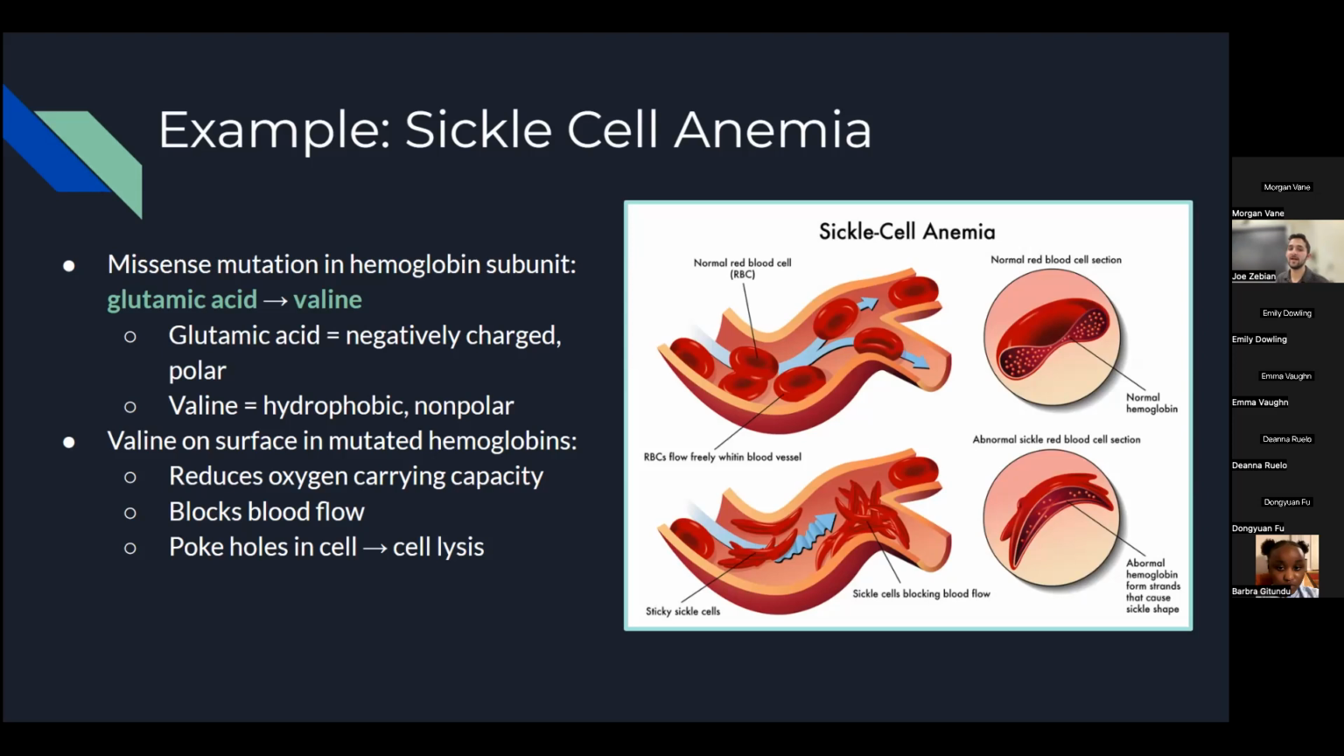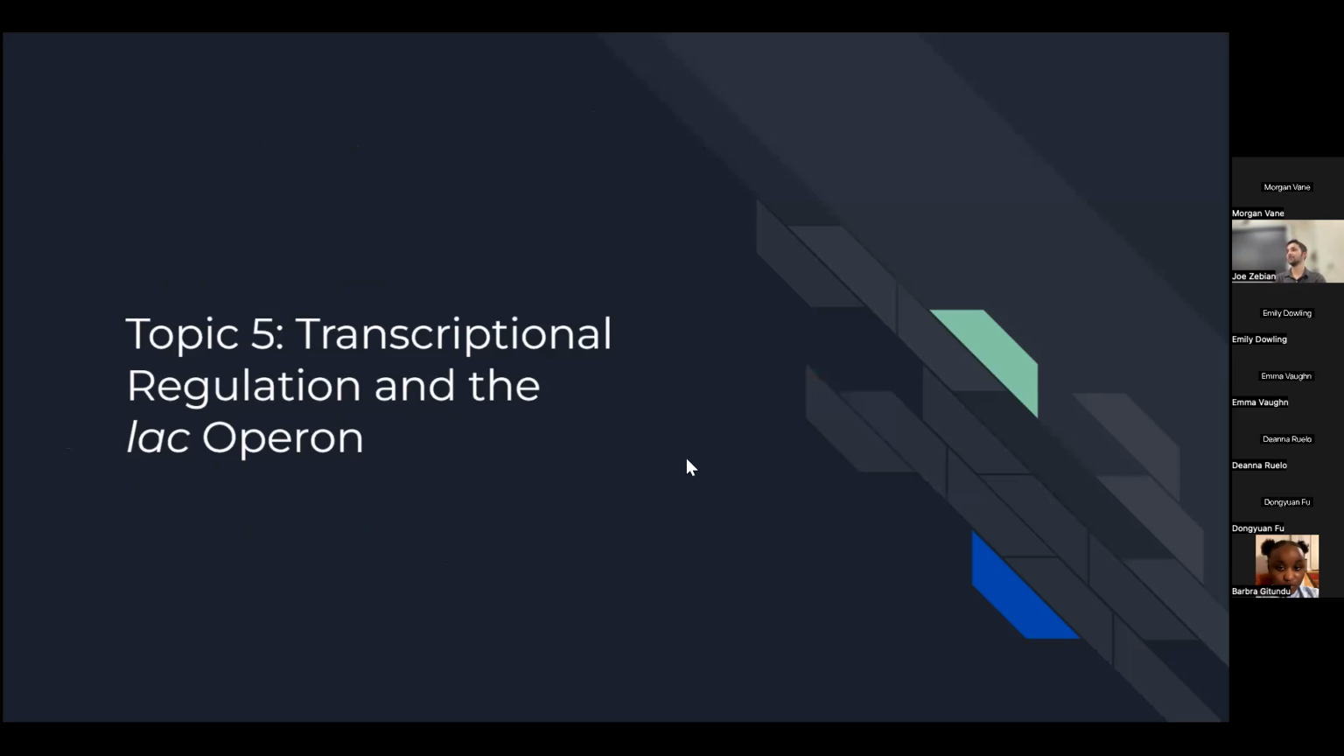So as you can probably imagine, if you replace a polar amino acid with a nonpolar one, you have significant changes in your protein structure, which then causes significant change in protein function. The valine on the surface in mutated hemoglobins reduces oxygen carrying capacity, it blocks blood flow, and it can poke holes in the cell, which causes cell lysis, and it's not good. And that is all for me.